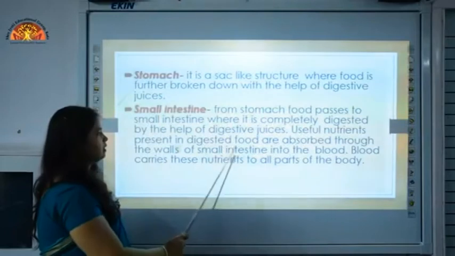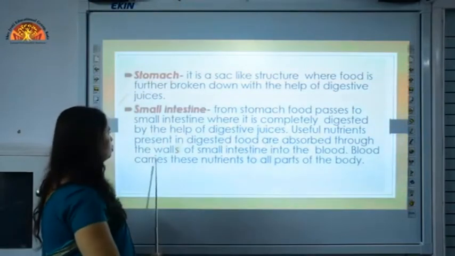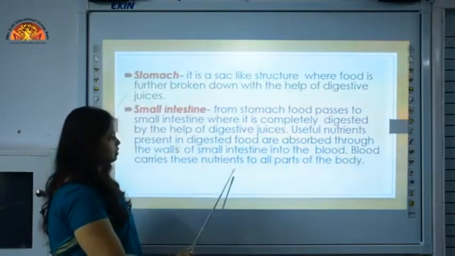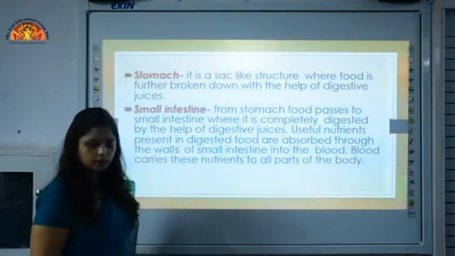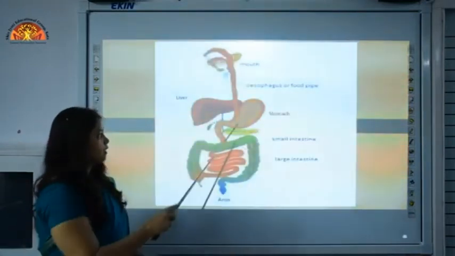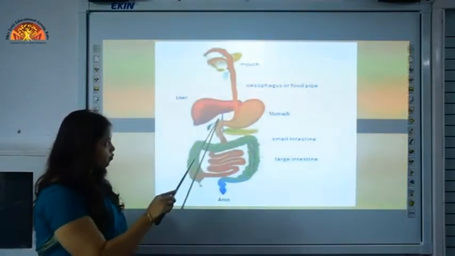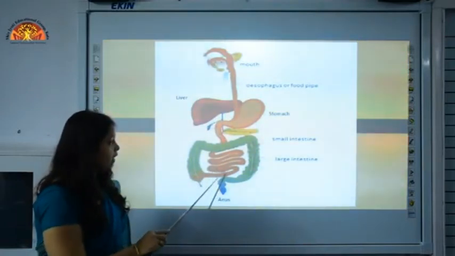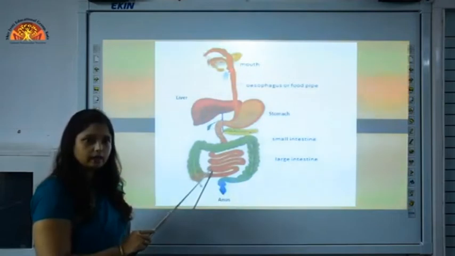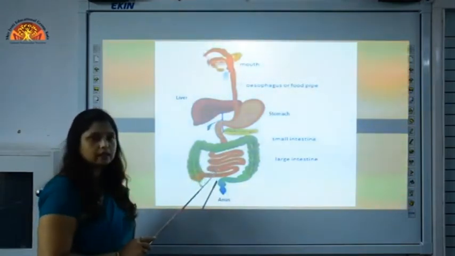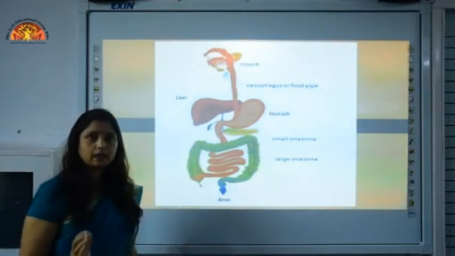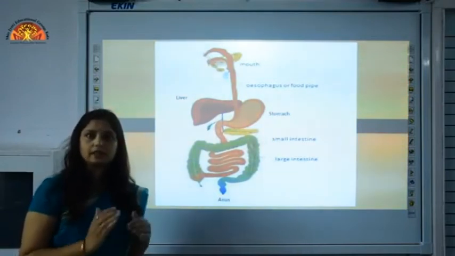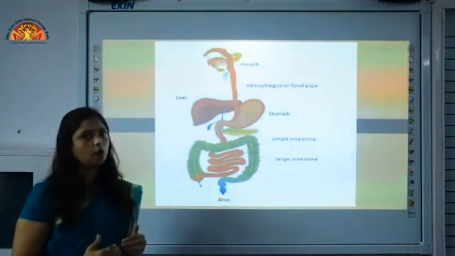Useful nutrients present in the digested food are absorbed through the walls of the small intestine into the blood. Blood carries these nutrients to all parts of the body. Again we come to the diagram. As you can see, from the stomach, food passes into another structure. This red colored structure, a highly coiled structure, is called the small intestine. When food comes to the small intestine, the process of digestion is completed. These two things are to be noted carefully: the process of digestion starts in the mouth and is completed in the small intestine.